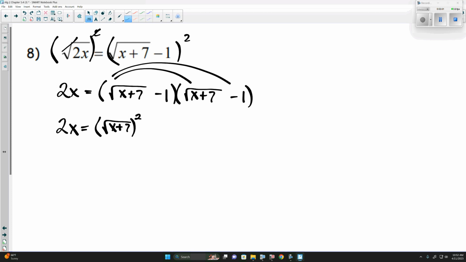Next, the square root of x plus 7 times negative 1 is negative square root of x plus 7. We'll do the same thing with the negative 1 and distribute it through. Negative 1 times the square root of x plus 7 is negative square root of x plus 7. And lastly, negative 1 times negative 1 is plus 1.